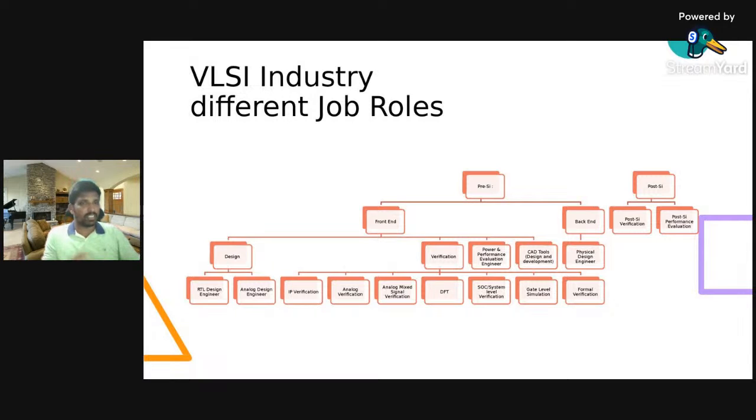such that any feature that is being introduced upon customer request is working as intended in the same way or not. So these are the various job roles that are available for us in the VLSI industry that we can explore, and we need to choose where exactly we can fit in, and then take our career accordingly. Okay, with that, let me move on to the next slide.